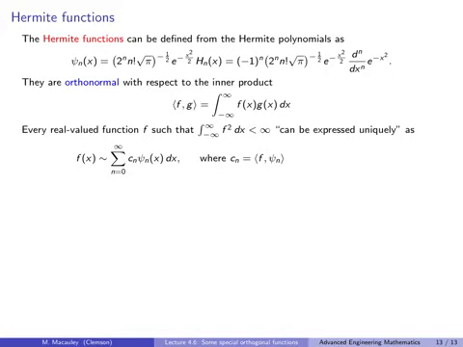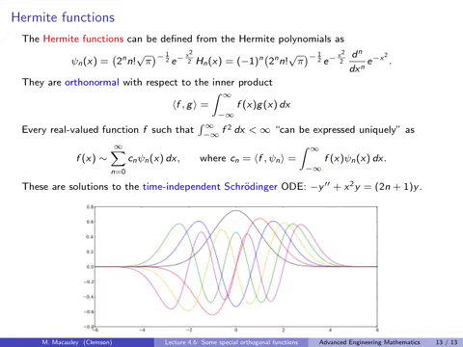And because the psi n's are orthonormal, we have a very simple formula for the coefficients Cn. Cn is just the inner product of f with psi n. We don't need to divide through by anything because this thing has unit length. So again, think of this as the projection of f onto the psi n component. And by definition, this is the integral over the whole real line of f of x psi n of x dx.